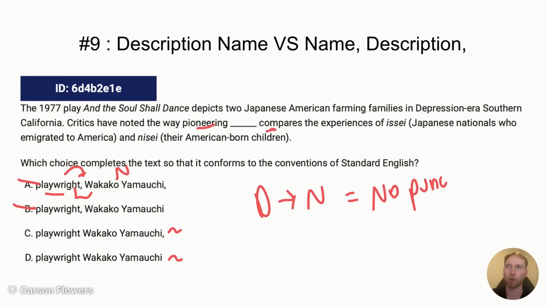If you see a verb coming after the blank anywhere on the SAT grammar passages, make sure you're not splitting a subject and a verb with one piece of punctuation. So in this case, what is comparing the experiences? Wakako Yamuchi is comparing the experiences, and we cannot separate a subject from its verb with one piece of punctuation, so that's why C is incorrect, and D has to be the correct answer for this question.